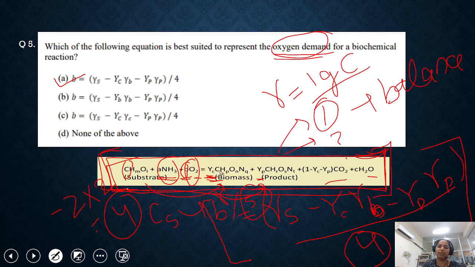From this equation only we are finding this B. That formula of B is coming from this equation, that is gamma of S, the degree of reduction of substrate, minus Y of C, the stoichiometric coefficient of C, into gamma of B. B here is representing the biomass, and that gamma is the degree of reduction for the biomass. Similarly, if a product is forming, you can see, or it is mentioned in the question, it is Yp into gamma of P by 4. This 4 I have already explained, how this 4 is coming here. So we are only putting the values in this equation.